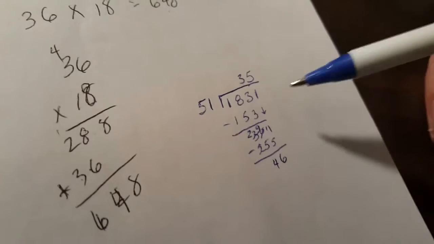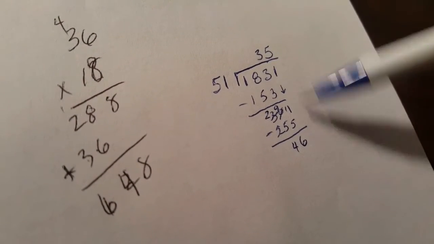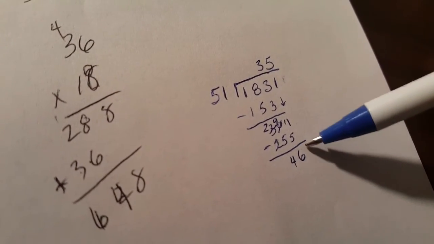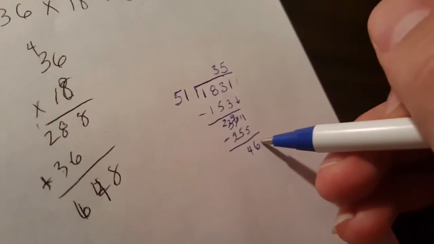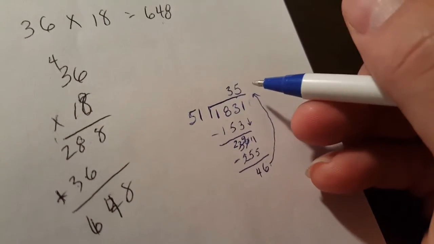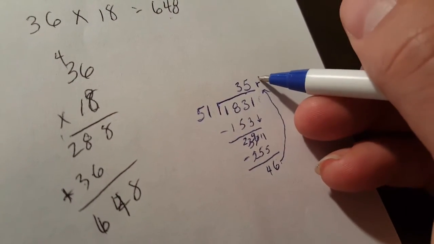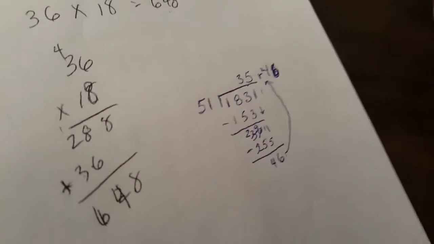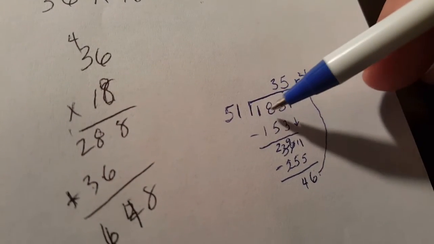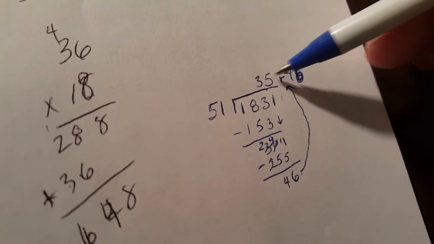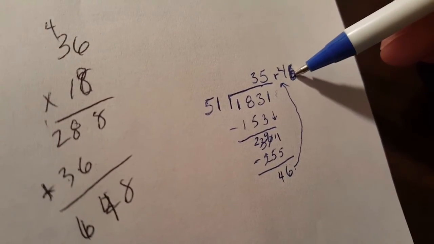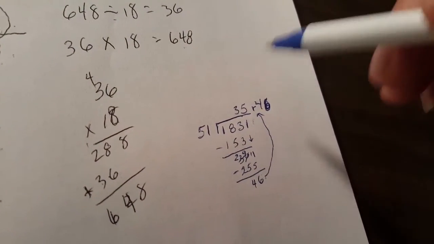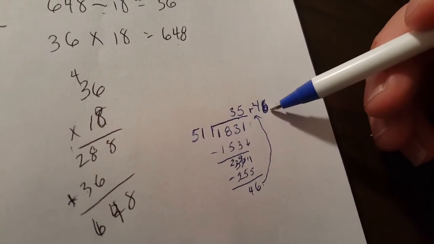So, are there any numbers left over to bring down? There are no numbers left over. But there are still numbers here. So what you do is you take those numbers, you bring them up to the top, and you put them as the remainder. It says a remainder of 46. So the answer of how many times is 51 going into 1,831? It's 35, remainder of 46. And please excuse the bad handwriting as I'm looking through a camera. So 35, remainder of 46.